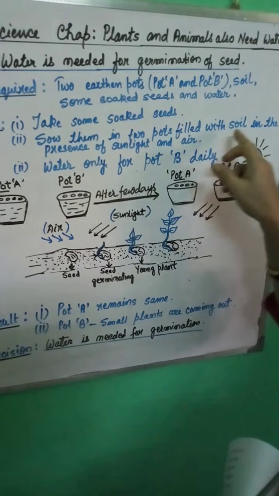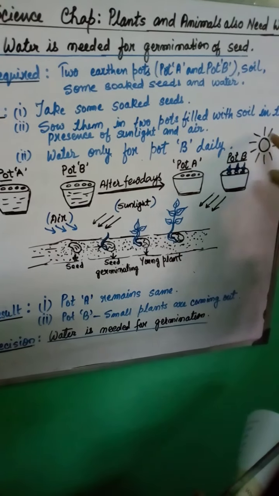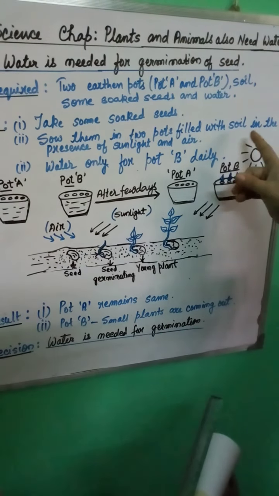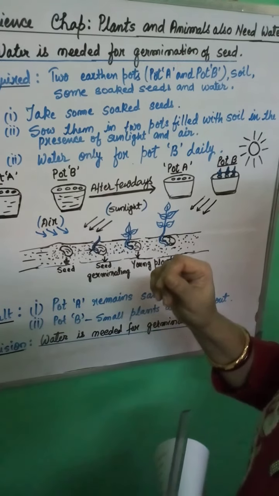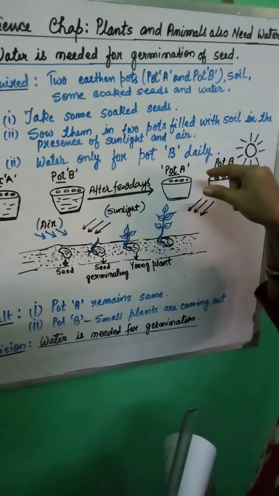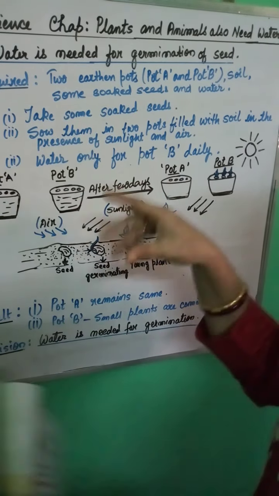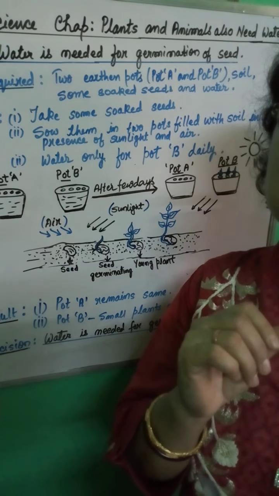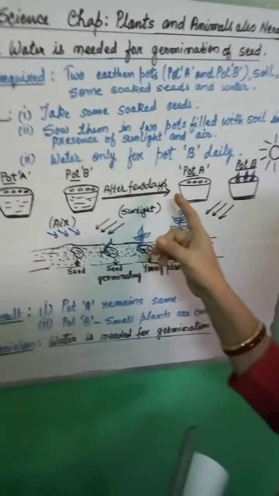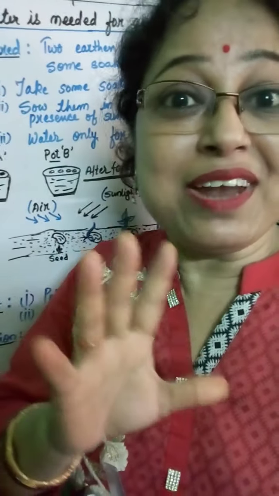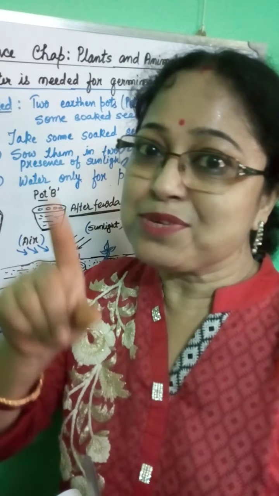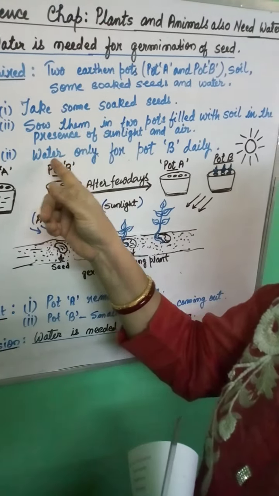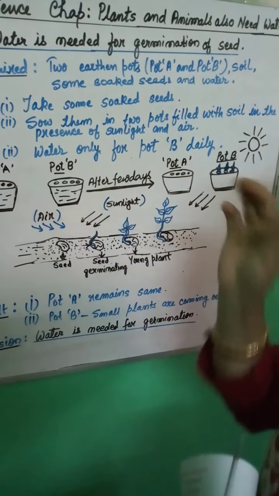Next, place the pots in the presence of sunlight, not inside the room, in the presence of sunlight and air. See, I have shown here there is sun and air around us. Okay, after a few days, what will you find? The third point is: water only pot B daily, not pot A.